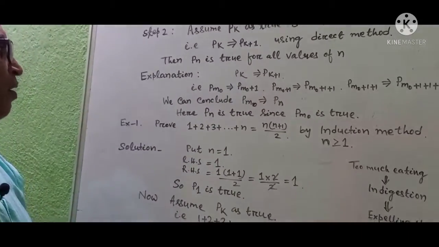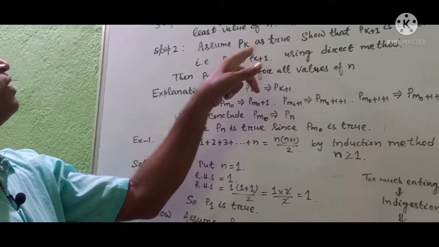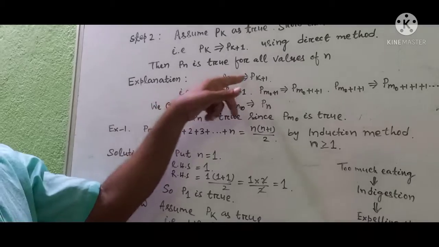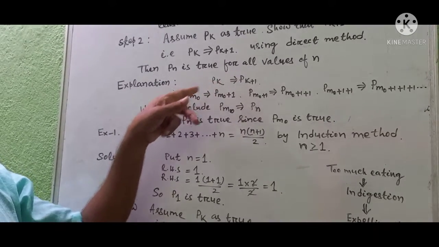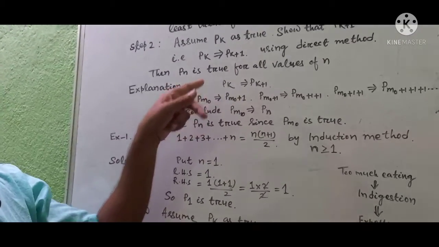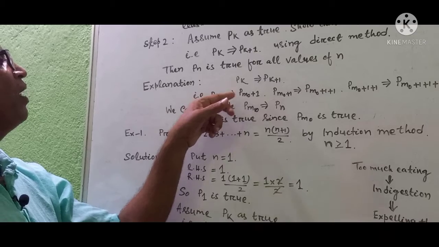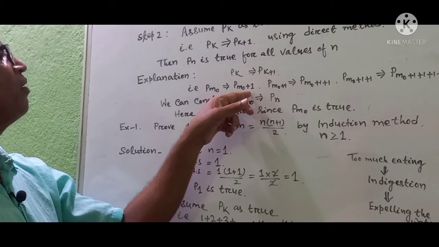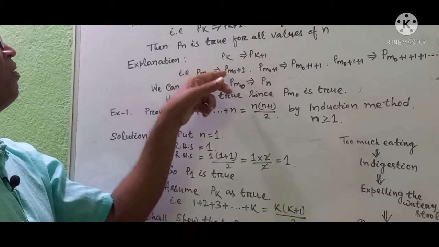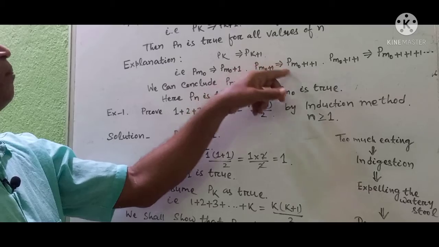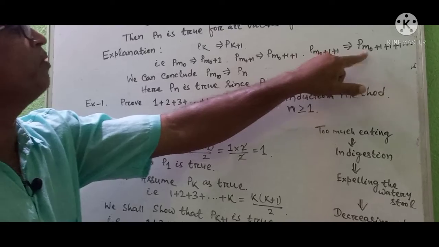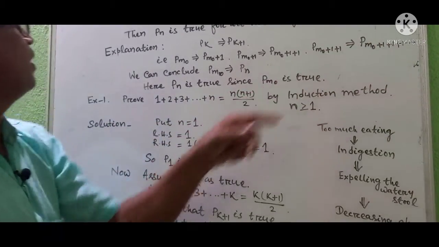So, the explanation. Here you see Pk implies Pk+1, where k starts from m0, the least value we have taken. That means Pm0 implies Pm0+1, Pm0+1 implies Pm0+1+1, Pm0+1+1 implies Pm0+1+1+1, like this.